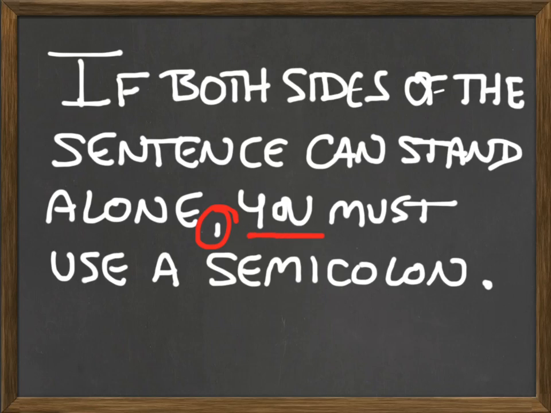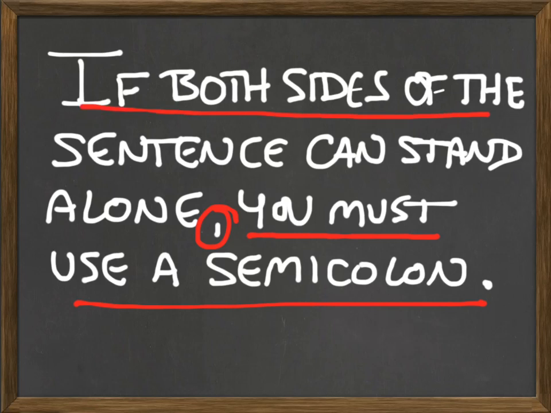All right. Let's look at the second part first. You must use a semicolon. That is an independent clause. If I take it out of the sentence, put a period at the end, it stands alone. But look at the first part. If both sides of the sentence can stand alone, that's a dependent clause. It is not an independent clause, it's a dependent clause. This will not stand alone as a sentence. "If both sides of the sentence can stand alone," period, is totally incorrect. There needs to be more, if this, then that. So here, the comma is correct. You wouldn't need a semicolon.